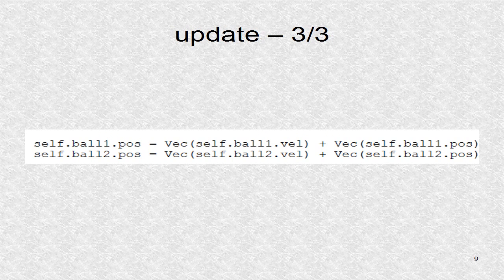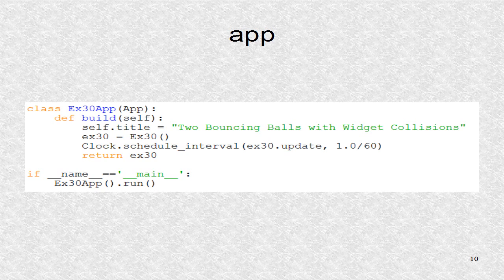9. Finally, we update the ball 1 and ball 2 positions. It should be noted that this velocity is the velocity per frame. 10. The app class is created with a title. The clock is set at 60 Hz to call update.